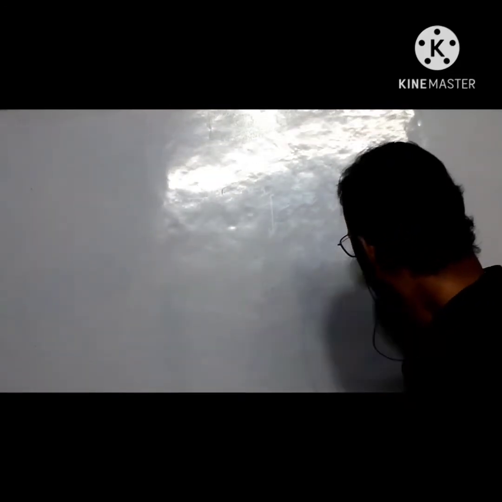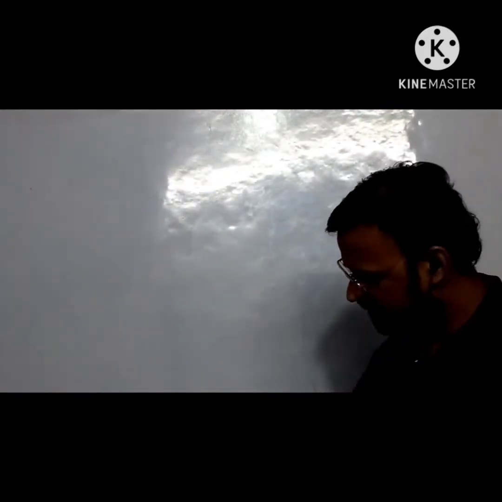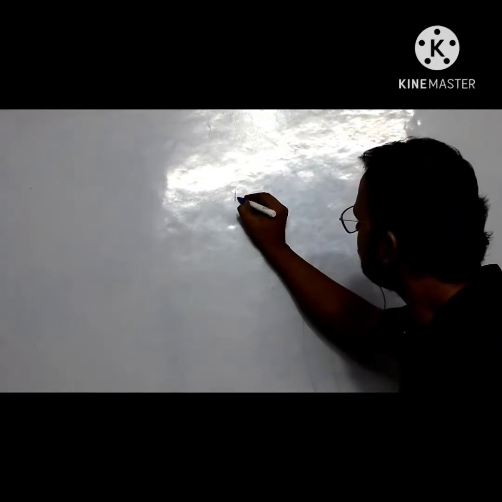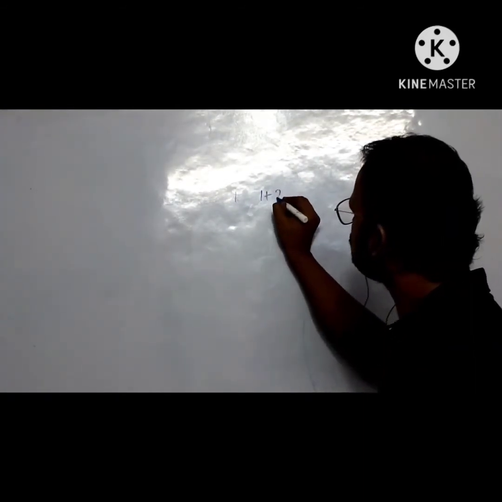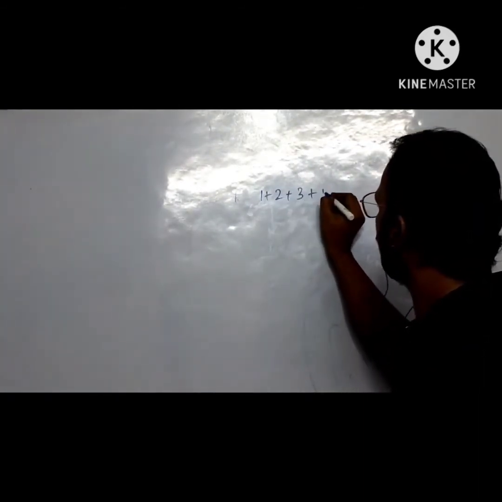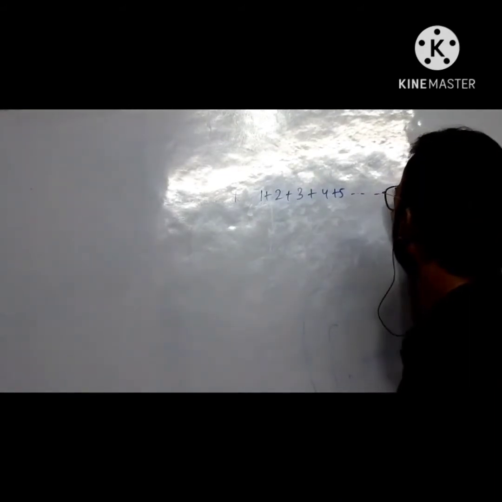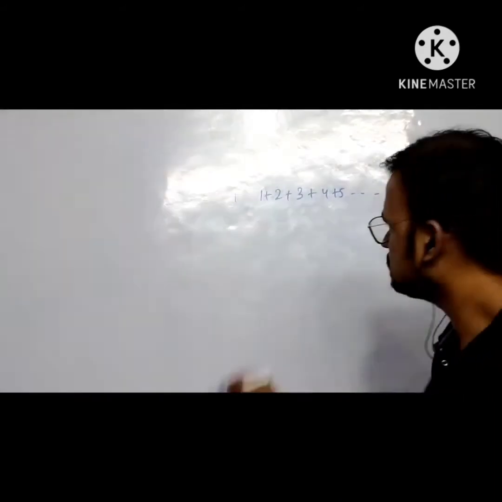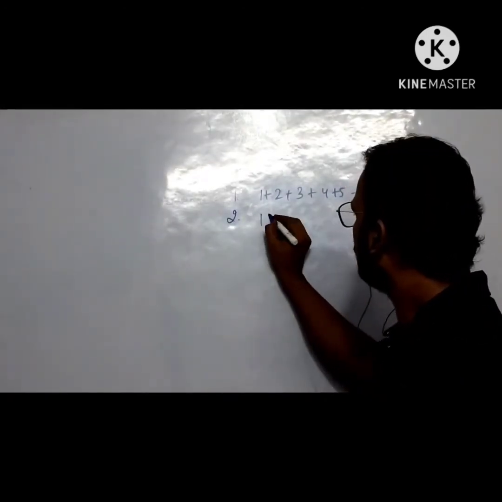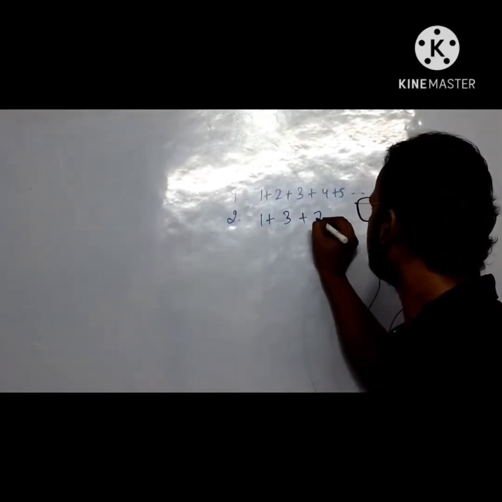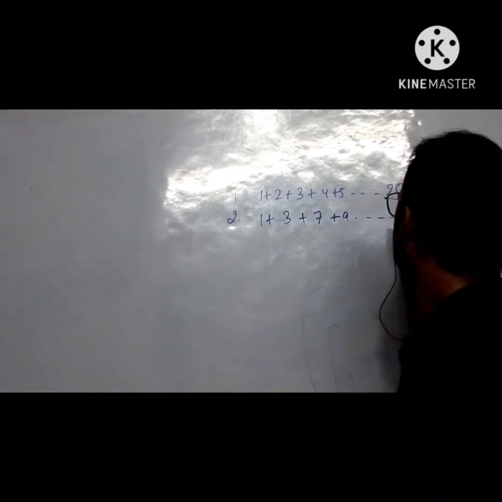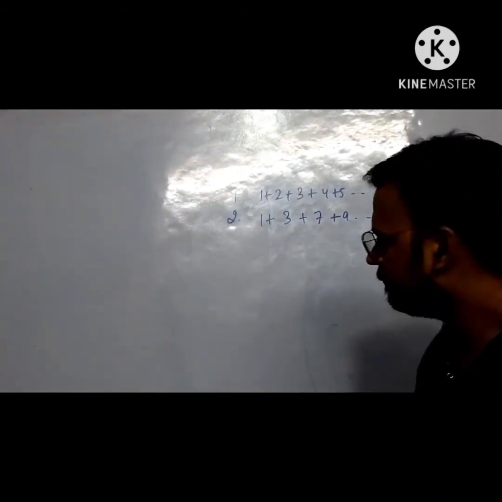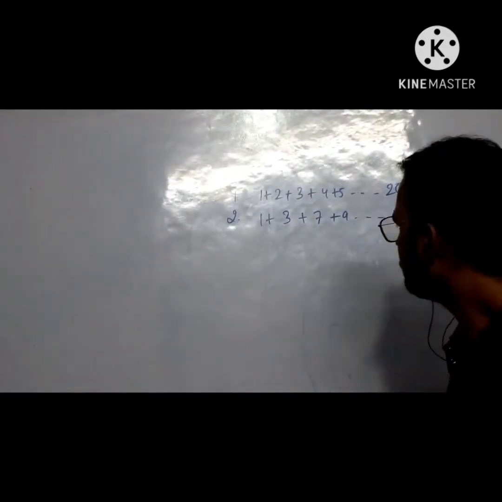Suppose the first program is 1 plus 2 plus 3 plus 4 plus 5 up to 20. Suppose a simple program is this. Second program, 1 plus 3 plus 7 plus 9 up to 71. Okay, we are just adding these values.